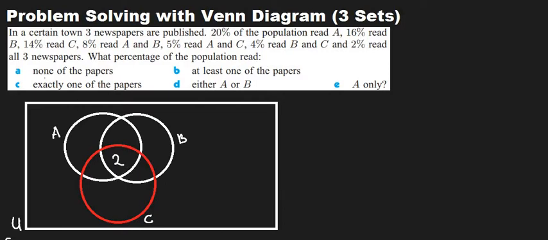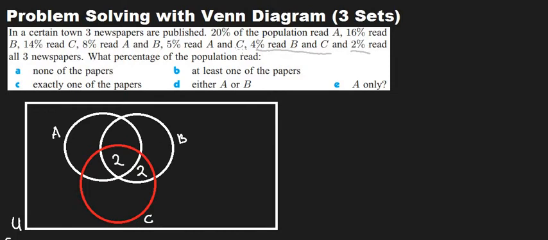And then we go backward. 2% read all 3 newspapers here, and then we go backwards. Now we go here. 4% read B and C. B and C in this area, this intersection over here, should be 4%. But since we already take 2% here, it means 4% in this area minus 2% here, the remaining is 2%. So this one is also 2 because 2 plus 2 is 4%.